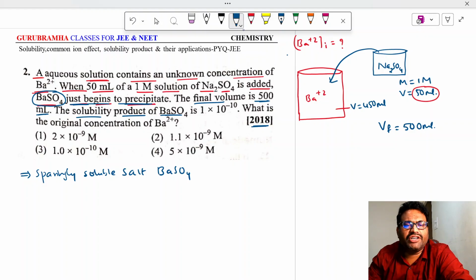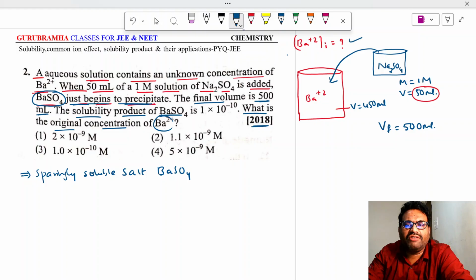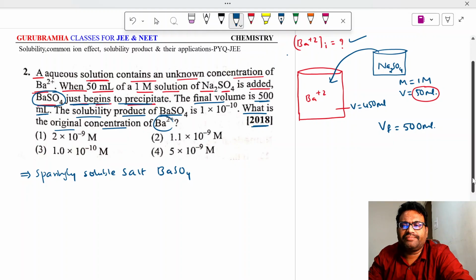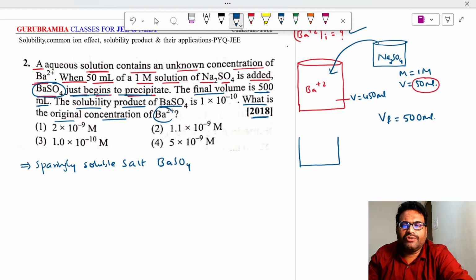So this is the question given. Then what is the original concentration of Ba+2? So initially, what is its concentration? This is the question asked. Now we are speaking about the Na2SO4 solution. The volume is equal to 50 ml and the molarity is equal to 1 molar. You know that molarity is equal to number of moles by volume in liters.